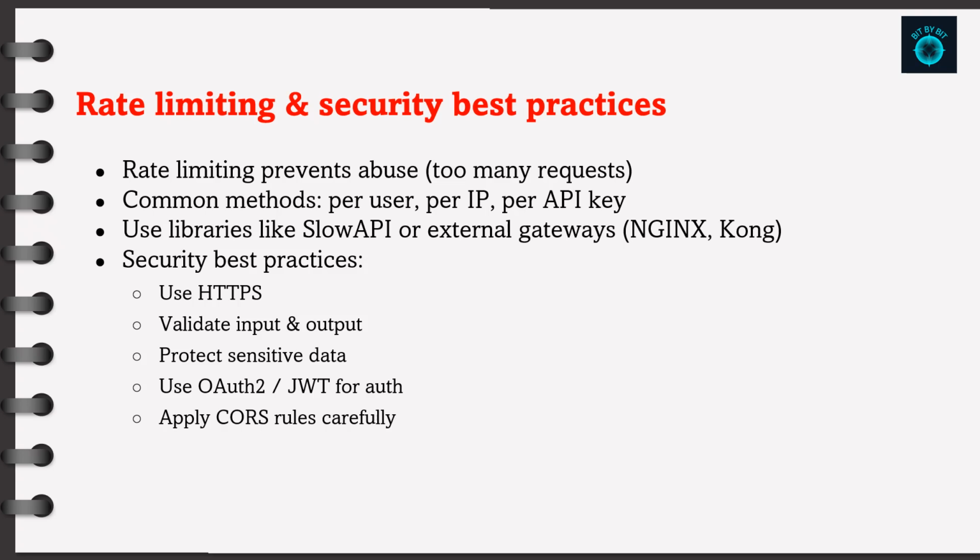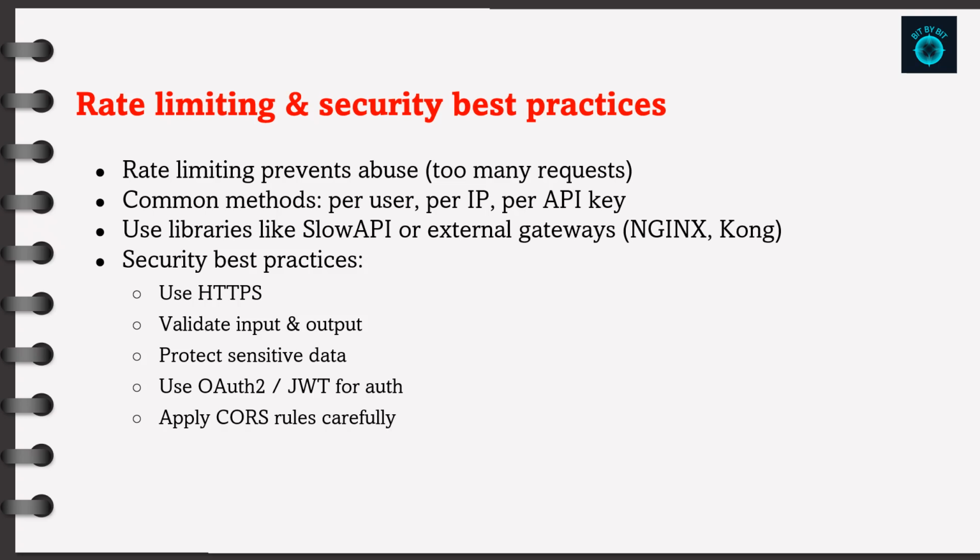Rate limiting can be enforced per user, per IP address, or per API key, depending on your system. FastAPI does not have built-in rate limiting, but you can use libraries like SlowAPI, or you can place your app behind an API gateway like NGINX, Kong, or a cloud provider's load balancer, which can handle rate limiting for you.